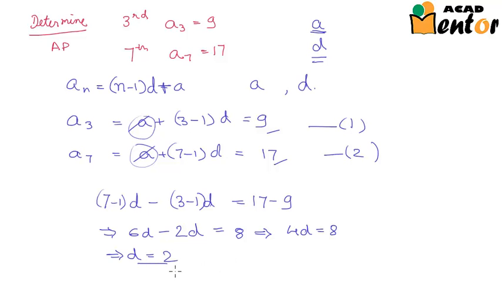And if you substitute d as 2 in either of the equations 1 or 2, we'll find a plus 2 times d, that is 2 again, is nothing but 9. This gives us a as 5.